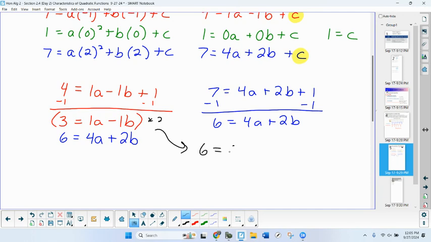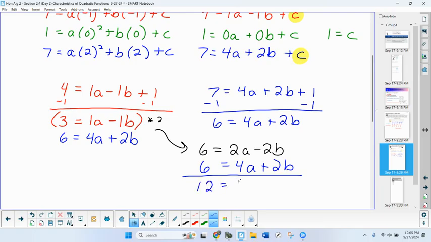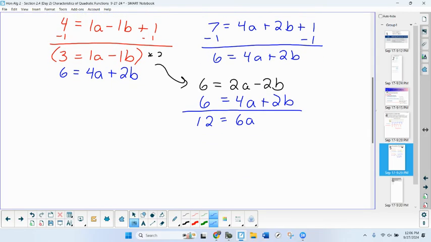When I do, what do I get there? 6 equals 2A. Sorry, what? 2A minus 2B. And then I'm going to bring the blue equation over. What happens when I add? I get what? 12 equals 6A? Yep. Now what? Divide by 6, and what's A? 2.